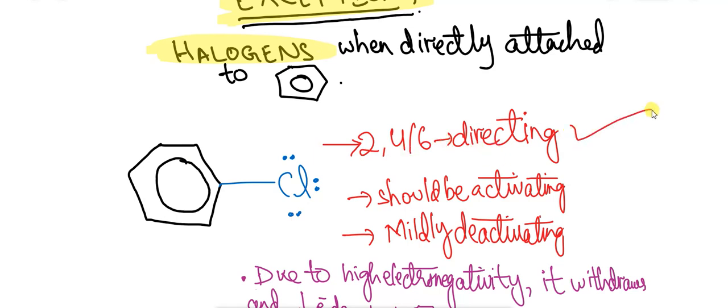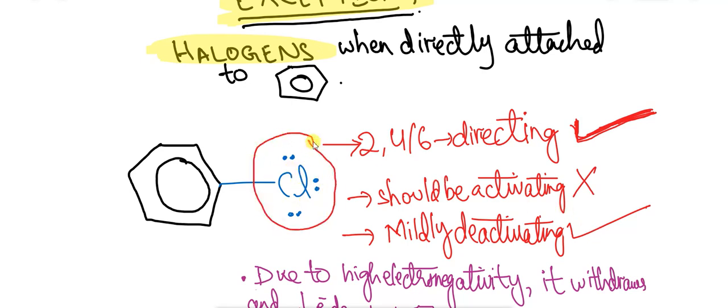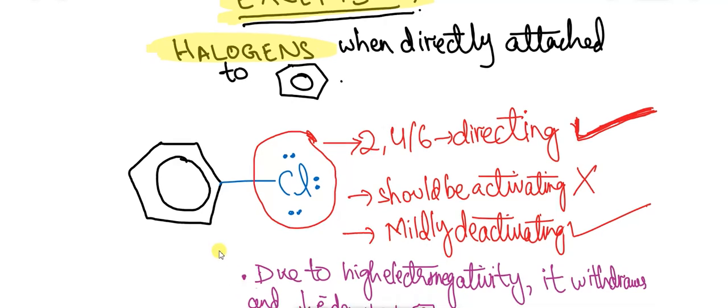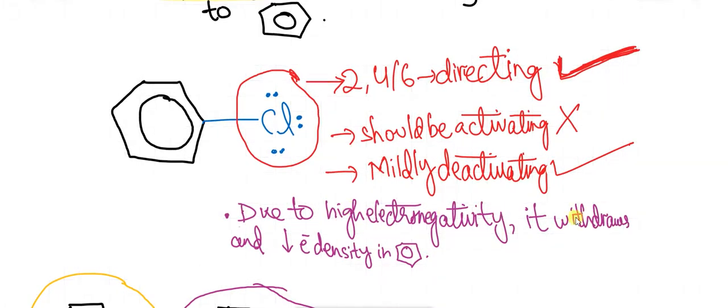They are 2,4,6 directing, no doubt, because of the lone pairs. They are 2,4,6 directing, but they should be activating. But this is not the case. This is the exception. They are mildly deactivating. Okay, so basically all the halogens are mildly deactivating. Chlorine is most frequently tested in our exam, so that's why I've given this example. This is mildly deactivating because of its high electronegativity.